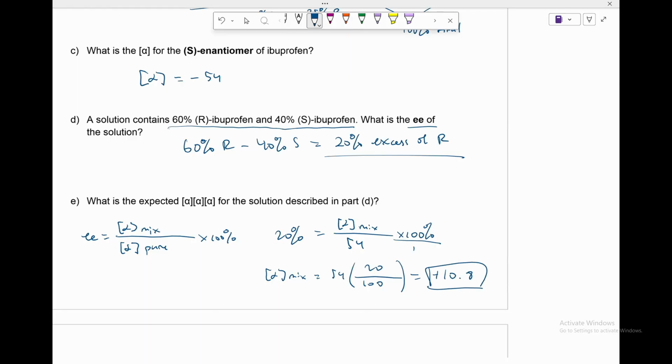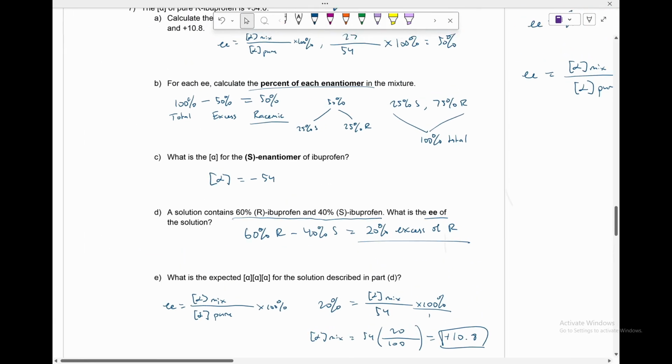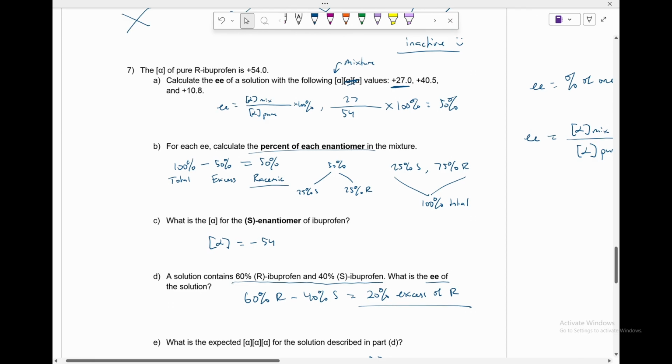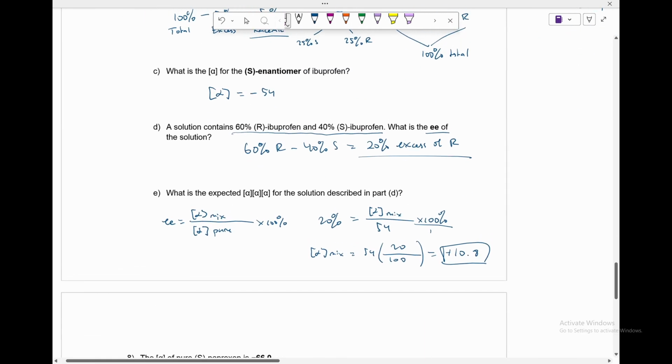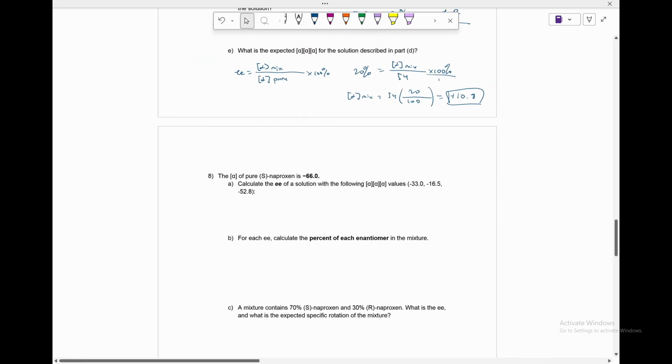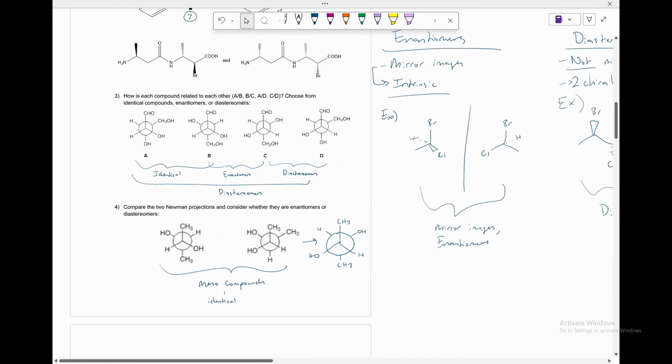Yeah, and it would make sense because the plus would still mean I have the R, right? Because pure is plus 54. If I had a 20% excess, then I would have 10.8. Okay, so hopefully that all made sense.